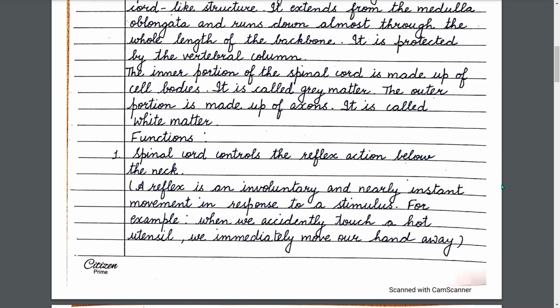Number one, and the most important, spinal cord controls the reflex action below the neck. Now, what is a reflex? A reflex is an involuntary and nearly instant movement in response to a stimulus. For example, when we accidentally touch a hot utensil, we immediately move our hand away.